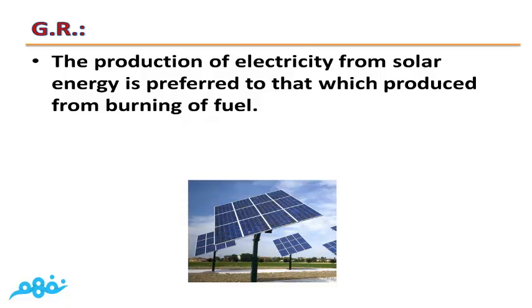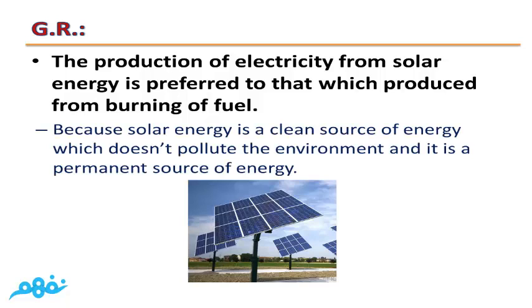Give reason why the production of electricity from solar energy is preferred to that produced from burning fuel. Because solar energy is a clean source of energy, which doesn't pollute the environment, and it is a permanent source of energy. This is the end of lesson 3.